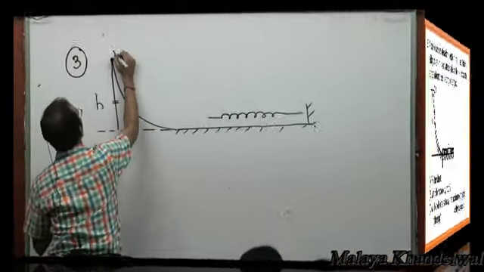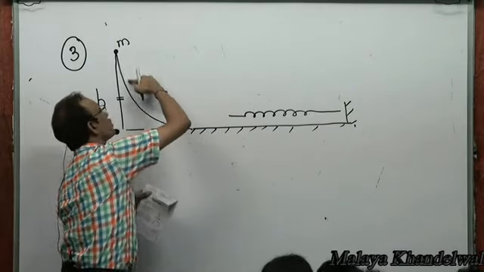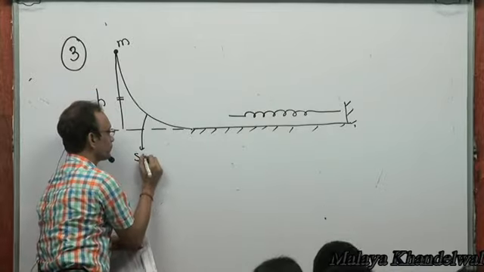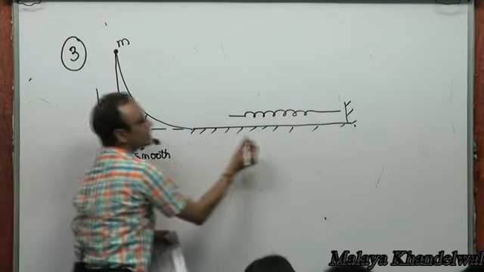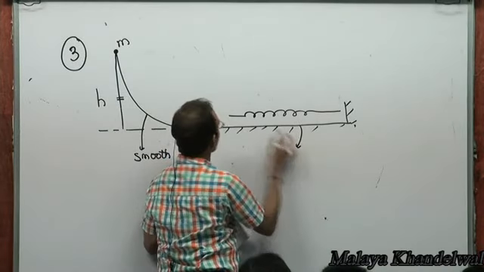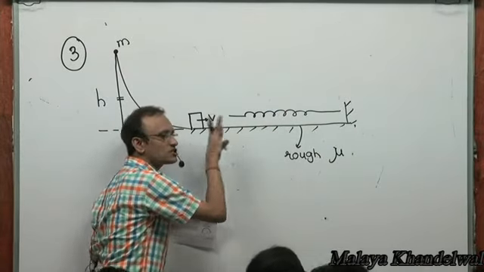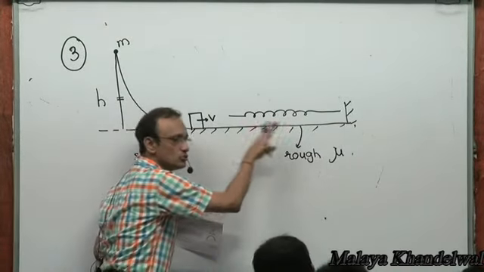There is a particle of mass m that falls along this curvilinear trajectory, and this trajectory is smooth, whereas the straight path is rough and has coefficient of friction mu. It slides on the rough horizontal surface. By the time it reaches this point, it would have acquired a velocity v. It hits the spring with this velocity and starts to compress the spring.